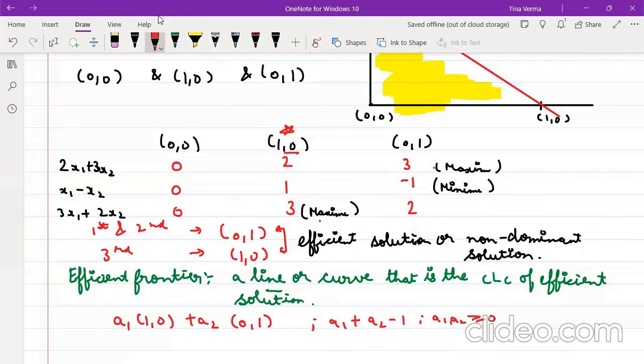Is it clear? ठीक है. So this is all about your multi-objective linear programming problem. You have this introduction: how multi-objective differs from single objective, the methods, where you can take the average or use the weights if weights are given for a particular objective, and then the efficient solution and efficient frontier. So this is all about multi-objective linear programming problems. Fine.